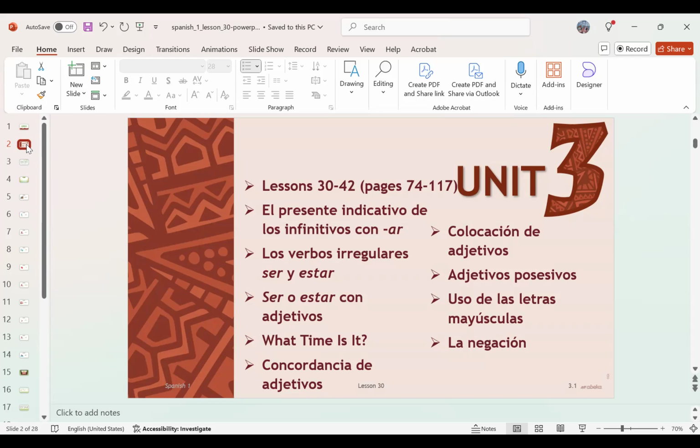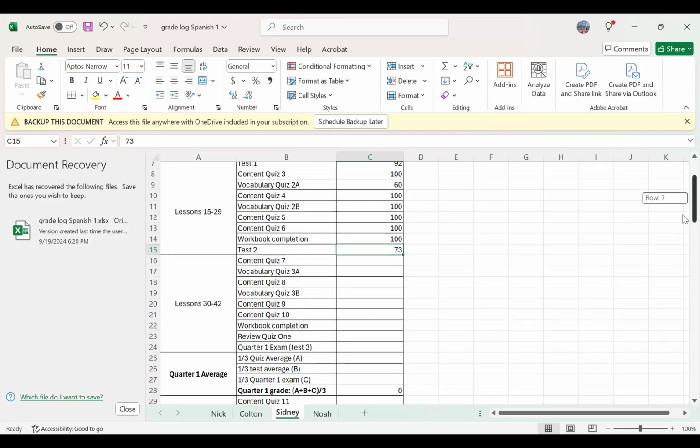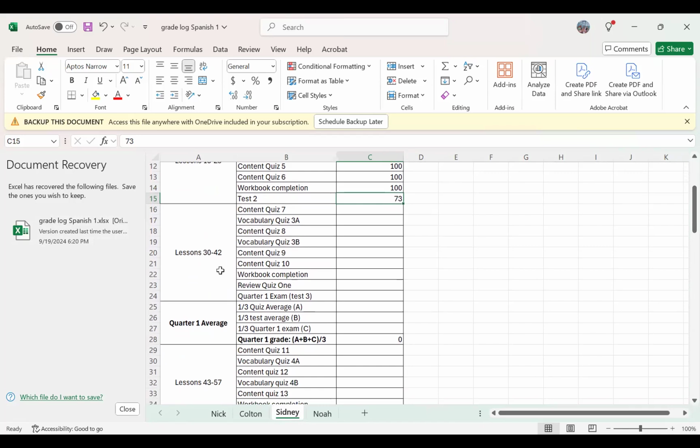It could be a little confusing, but that's why I always include the page numbers, so that you know what lesson I'm talking about. What pages are you going to be working on for that specific lesson? Let me show you this really quick. On your grade logs, you have the sections, the units. Unit 1 was lessons 1 through 14, and unit 2 was lessons 15 through 29. Now unit 3, which we're going to start today, will cover lessons 30 to 42.